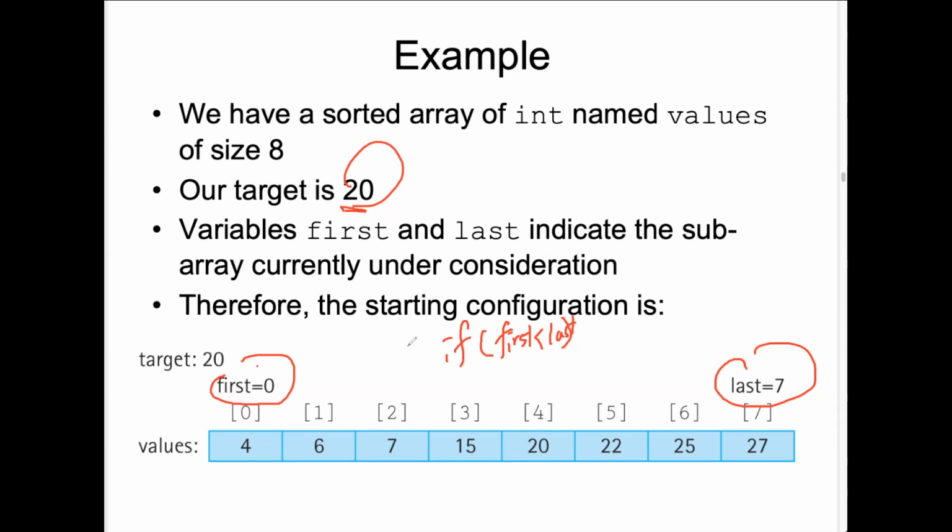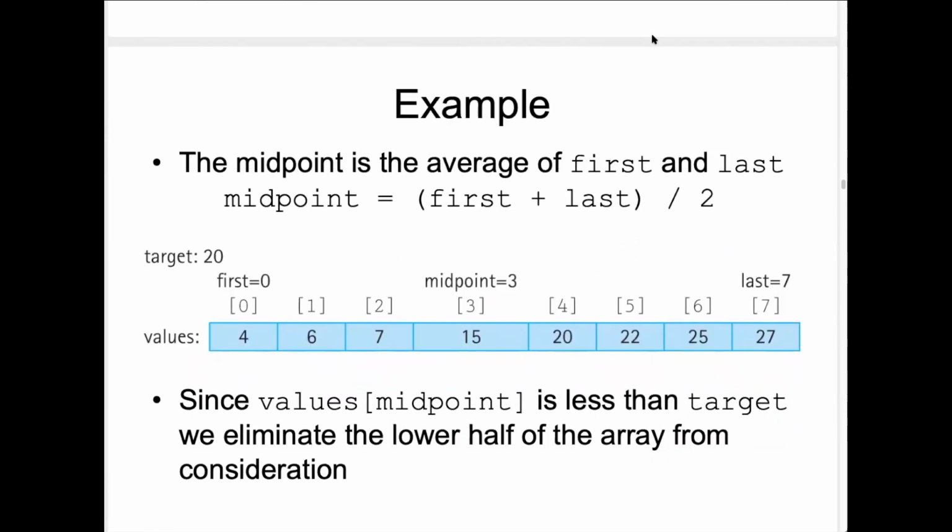Okay, so let's take a look at the specific mechanisms. After declaring your initial pointers, your first is assigned index 0 and your last is ARR dot length minus 1, where this array name is ARR. If you have 8 elements and your very last index is 7, that's ARR dot length minus 1. Every array is an object at runtime in Java.